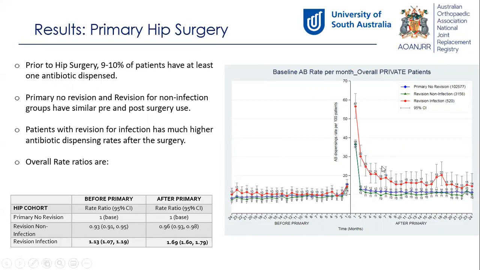But these rates are very much different once they have their primary procedure. The primary no revision and revision for non-infection groups pretty much stabilize after the first month to their pre-primary rates, but in the revision for infection group, these rates are much higher. If we look at their overall rate ratios, it's pretty clear that the revision for infection group has 69% more antibiotic dispensing compared to the non-revision group.